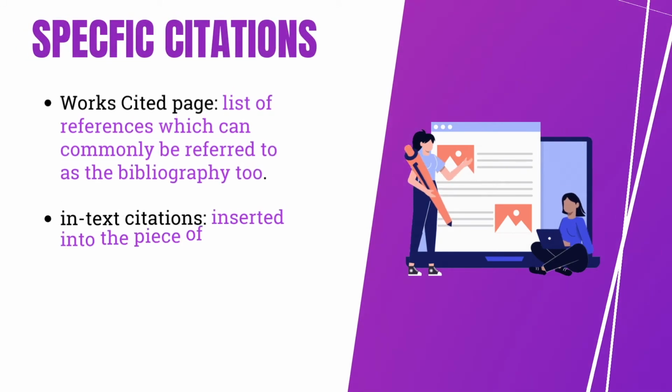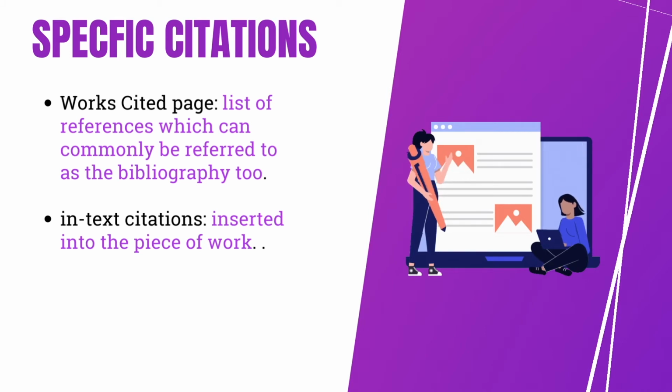Another thing to note about citations is that citations can be on the works cited page, which is a list of references which can commonly be referred to as the bibliography too. Then there are also things called in-text citations, where they're inserted into the piece of work itself instead of at the end like a works cited would be. The point of in-text citations is just to briefly document the source into a shorter citation. It tells the reader to look into the reference list once they're done reading to see where that specific piece of information came from, as the in-text citation is not a full citation.